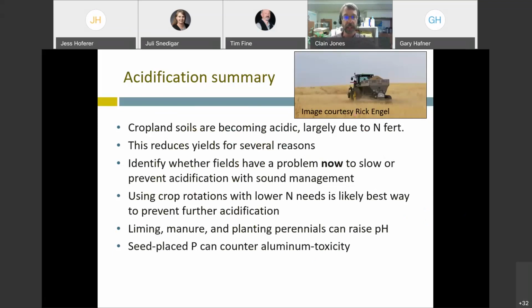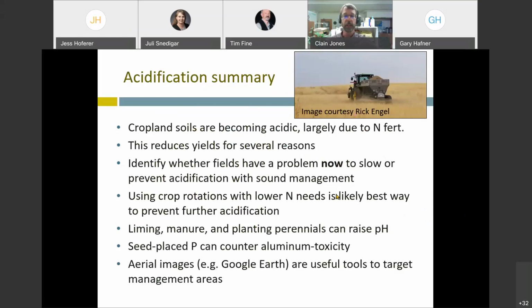Seed-placed phosphorus can counter aluminum toxicity, and aerial images are great tools to target management areas. So I know of a producer who used Google Earth to variable rate apply lime on his field. He felt it worked quite well, and there are other techniques, like drone imagery, that can also work.